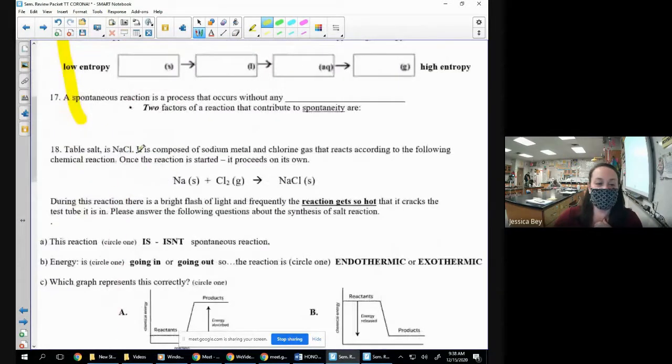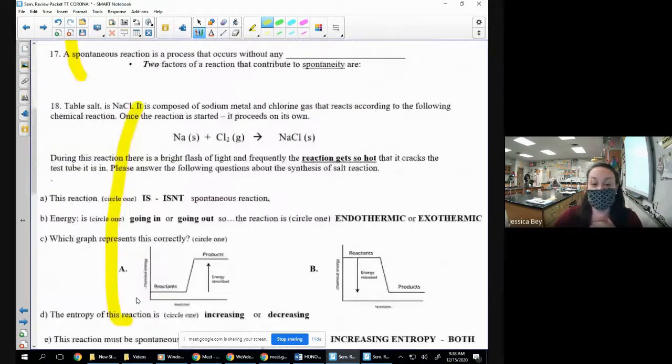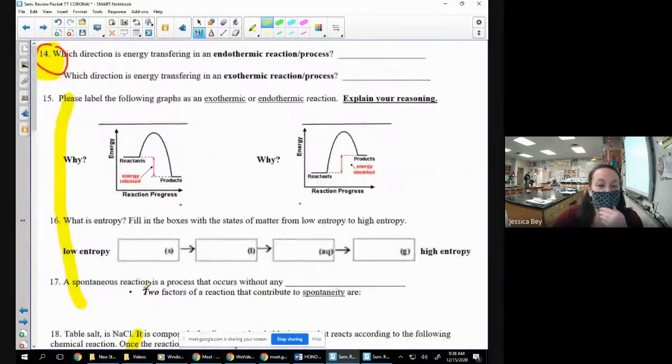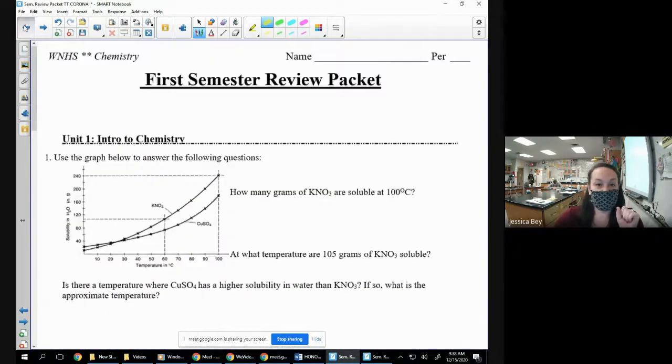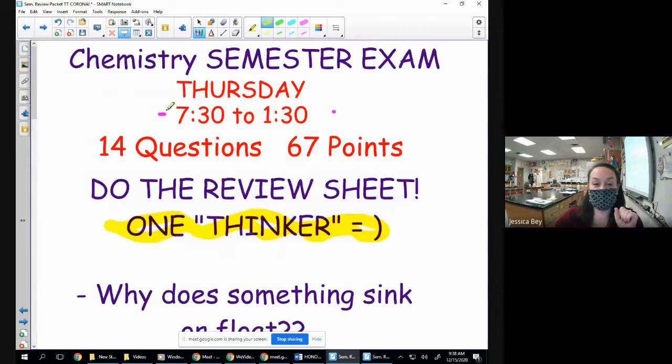And here's an example of what you would see on the test as well. So you want to make sure that you know this stuff. Like I said, this is all Unit 3, so you want to make sure you have your Unit 3 packet. If you have any questions, please reach out. We are just spending the time today doing some review for our test, so you are ready for a chemistry semester exam on Thursday. 14 questions, 67 points.